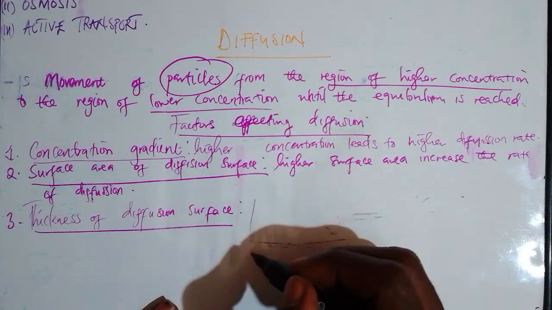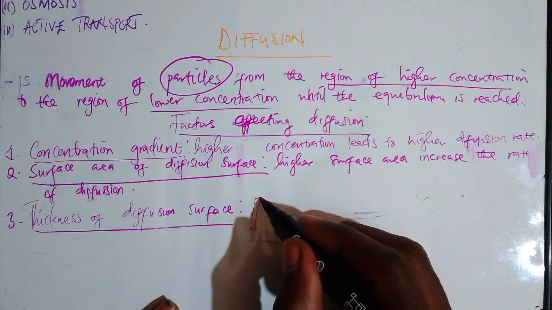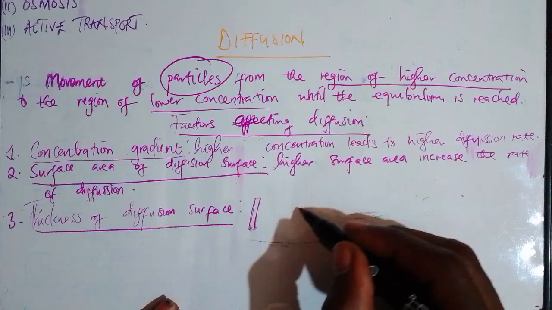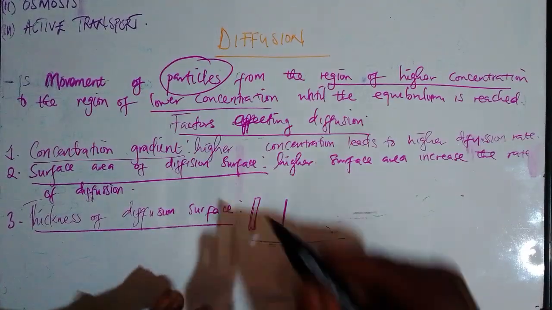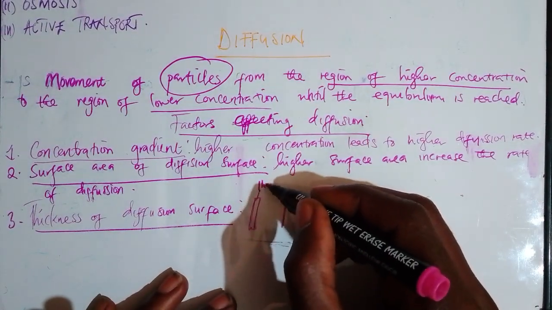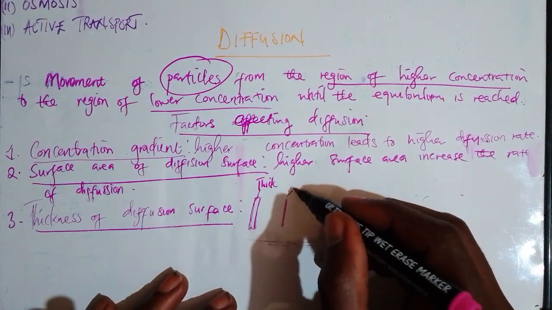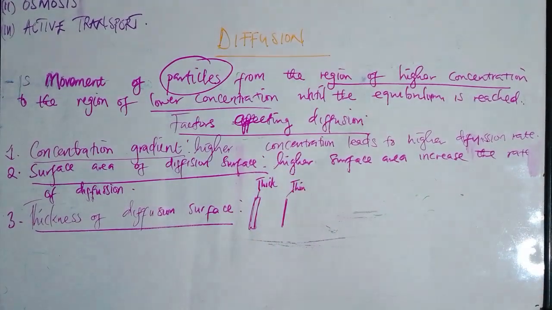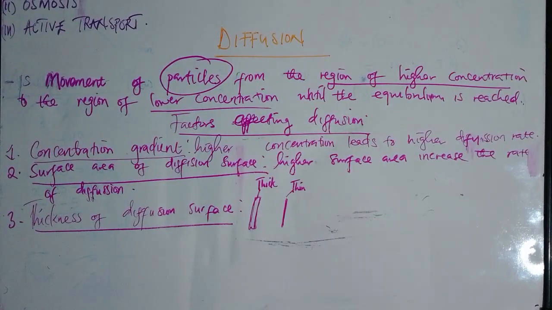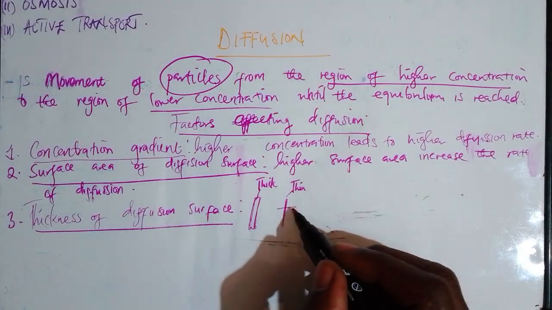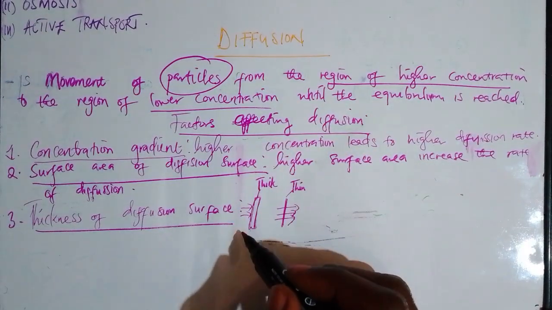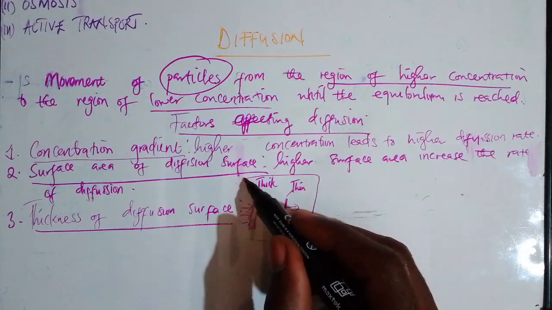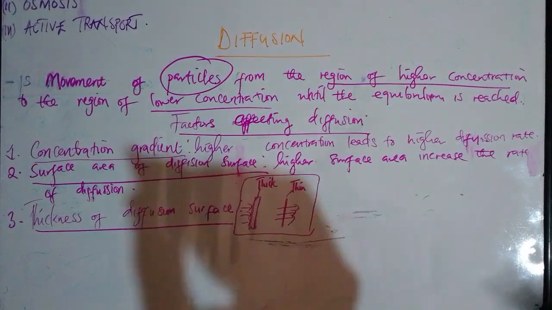Let's say for example, we have two diffusing surfaces. We have this one and we also have this one. If you compare, this surface is thick and this surface is thin. Just by using our common sense, we can conclude that particles will find it easier to pass through this thin surface than this thick surface.